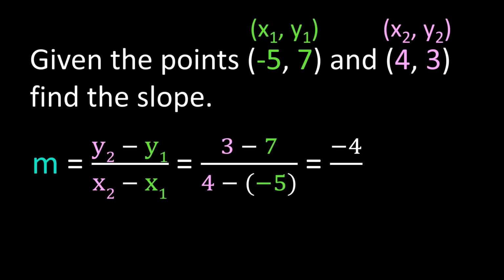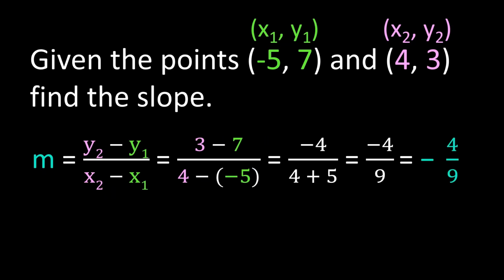Then we do need to remember our rules for integers. To subtract integers, we keep the value of the first number. So we'll keep 4. Our subtraction will change to addition, and then we change the sign of our second number. So the -5 will become a +5. So now I have -4 over 4 plus 5, which is 9. And -4 over 9 is equal to -4 ninths. So my slope is equal to -4 ninths.